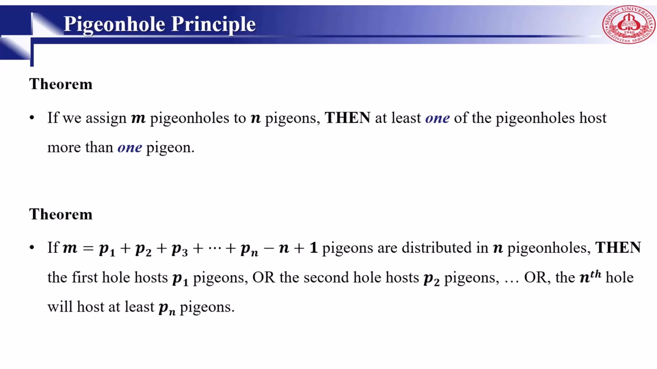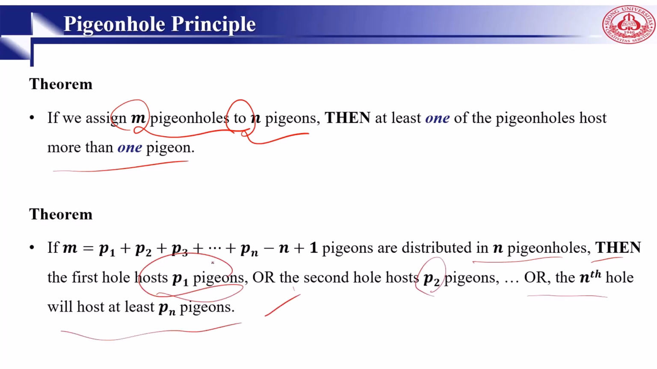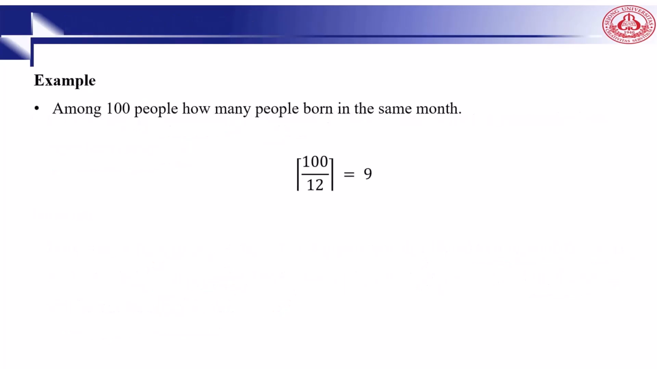Here is a theorem for the pigeonhole principle. If we assign m pigeonholes to n pigeons, then at least one of the pigeonholes holds more than one pigeon. This is the principle of pigeonhole. And another theorem we have: if m is equal to p1 plus p2 plus p3 up to pn minus n plus 1 pigeons are distributed in n pigeonholes, then the first hole hosts p1 pigeons, or the second hole hosts p2 pigeons, and so on up to the nth. So this is the generalized form for it.